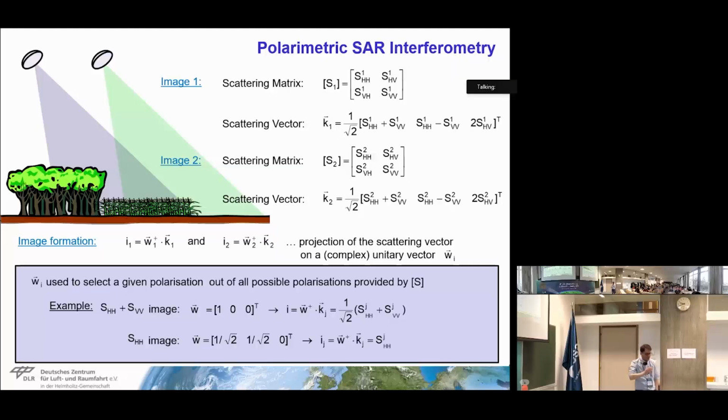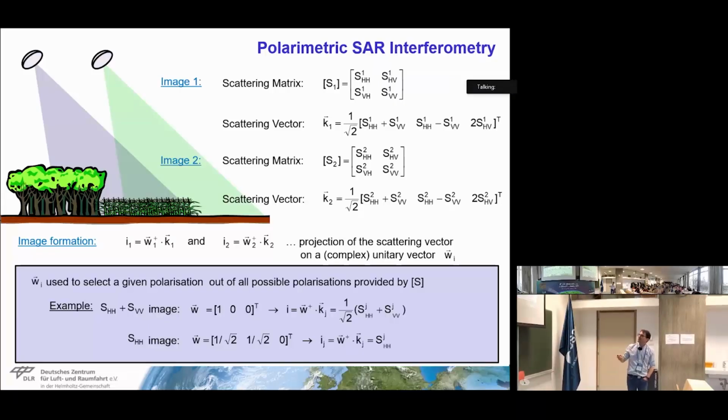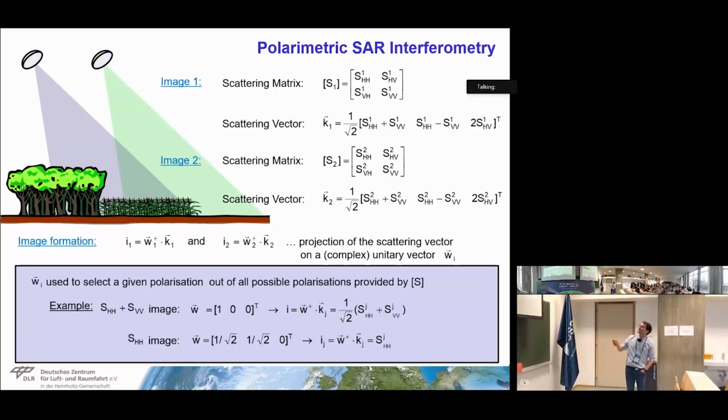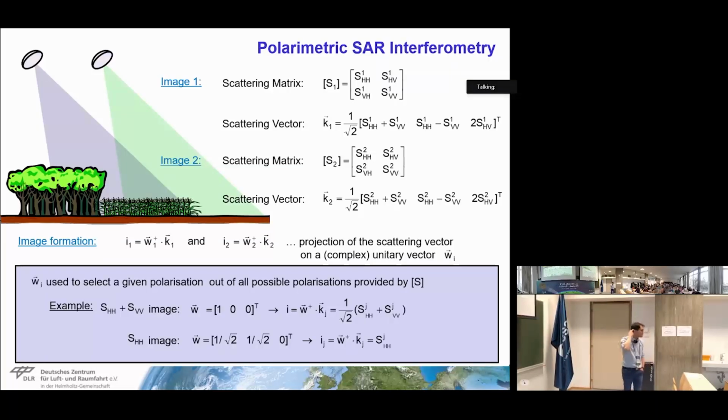Now you can start to change polarization. To change polarization, you do it by playing with this W vector here. So this is, for instance, a quad-pole acquisition. From the quad-pole acquisition, from the S matrix, you build up a three-dimensional vector. And therefore, if you'd like to combine the different polarizations, you need three coefficients. And you make it with this vector W, and W is a vector that helps you to select a polarization state. So it's arbitrary. You can select whatever you like.